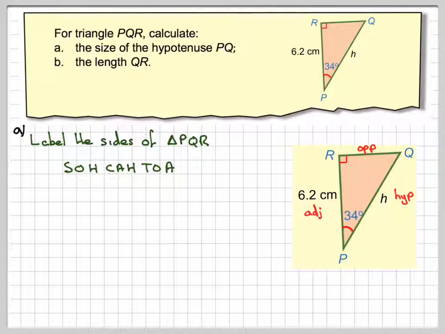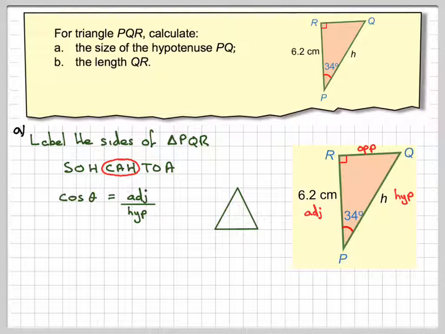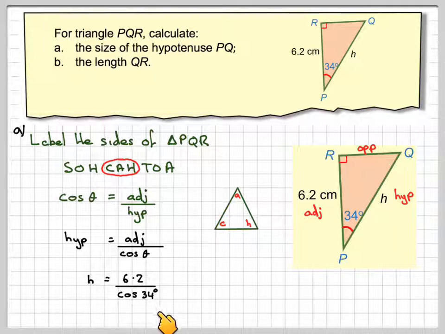So using SOHCAHTOA, I want to find the hypotenuse, and I have the adjacent, so again I'm going to use CAH, cosine. Write down that cos theta is adjacent over hypotenuse. Now, because the hypotenuse is at the bottom, sometimes it's a good idea to use this little triangle method. If this is cosine, then this is A and this is H, and therefore if I want to find H, it's going to be A over the cos. So this hypotenuse is going to be adjacent over the cos of the angle. The adjacent side is 6.2 over the cos of 34.